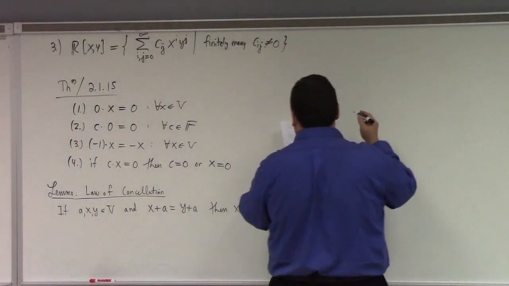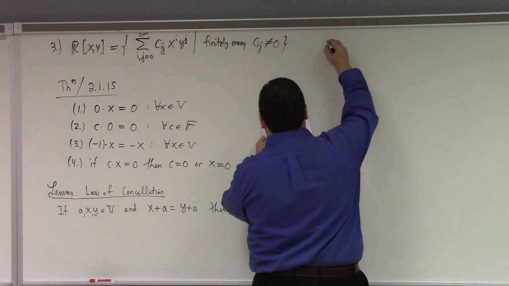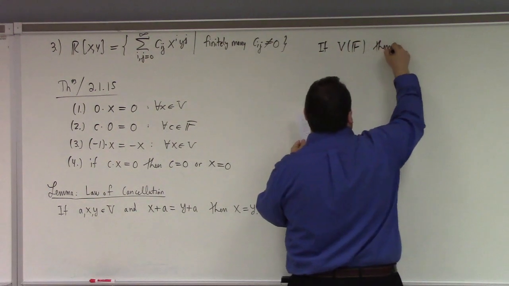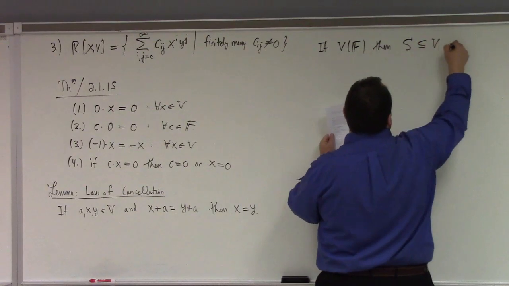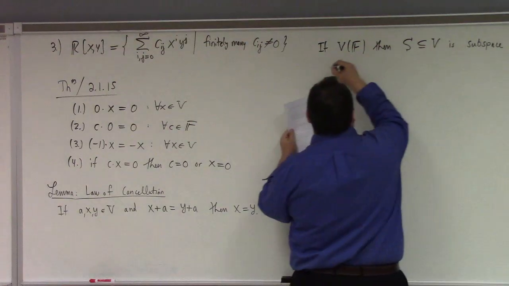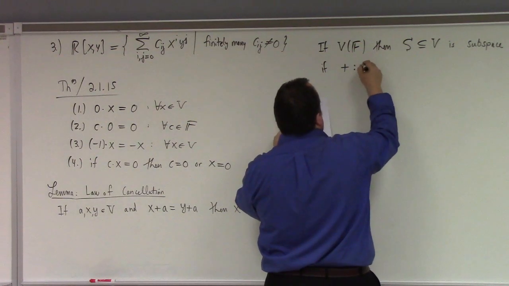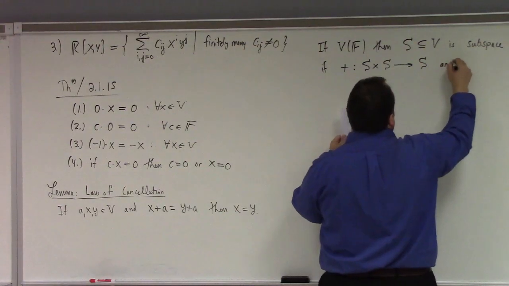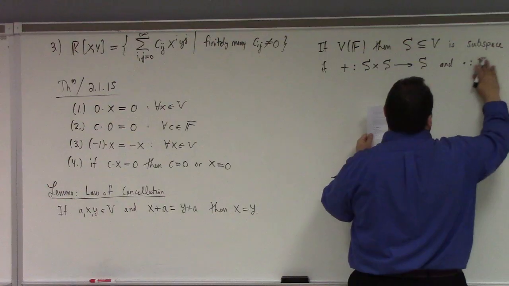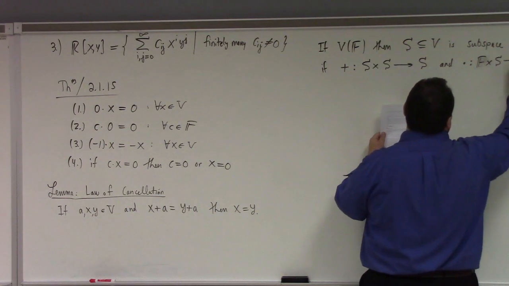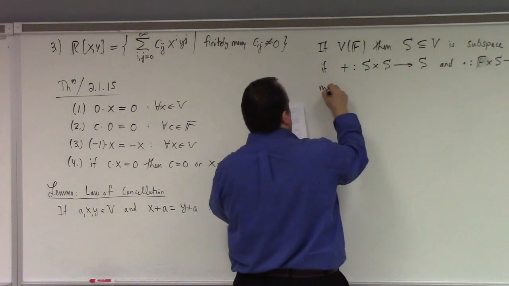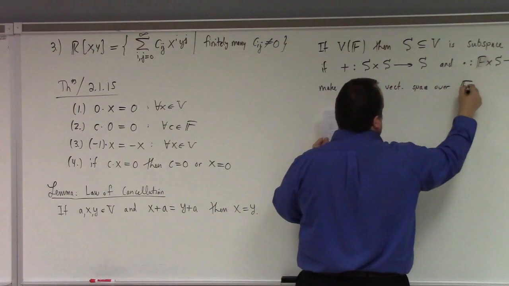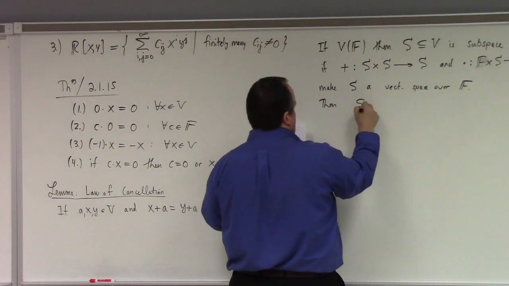So last time we had the subspace. So remember, if V over F is a vector space, then S, a subset of V, is a subspace if the addition from S cross S into S, and scalar multiplication from the field cross S into S, make S a vector space over the field. Then we say that S is a subspace of V, right?